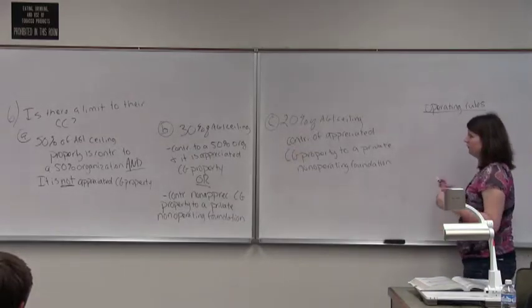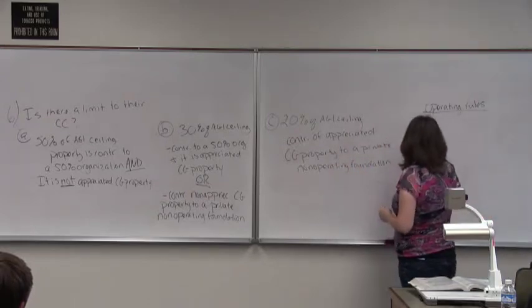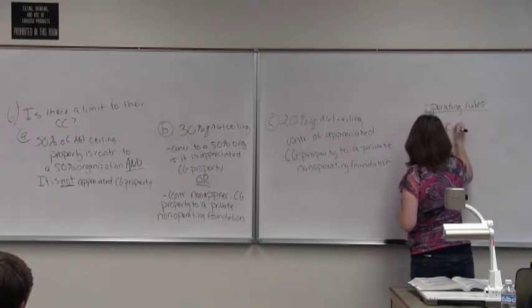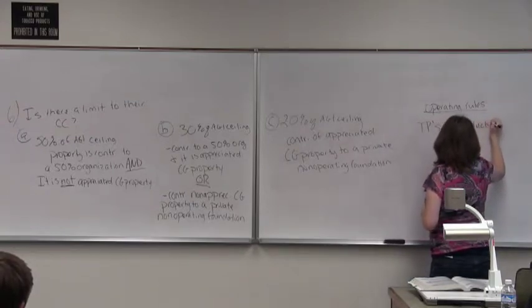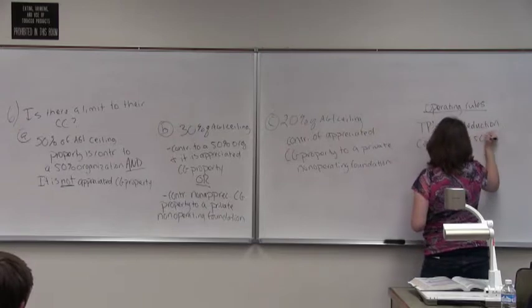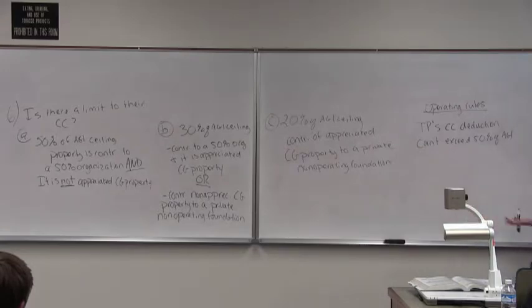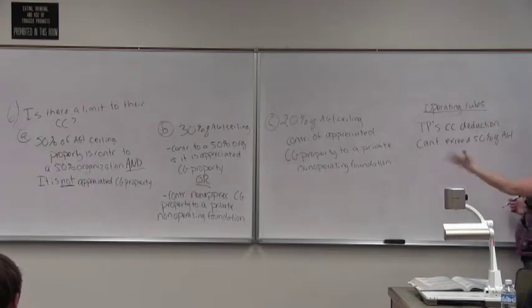Well, the first operating rule to remember is after all of your limit calculations, the taxpayer's charitable contribution deduction can't exceed 50% of AGI. Honestly, it should be that way anyway, but it's kind of a way to check yourself. You can, at the end of the day, have some contributions from a 50%, some from a 30, some from a 20, and all those added up should not ever exceed 50% of AGI. So that's the first operating rule.